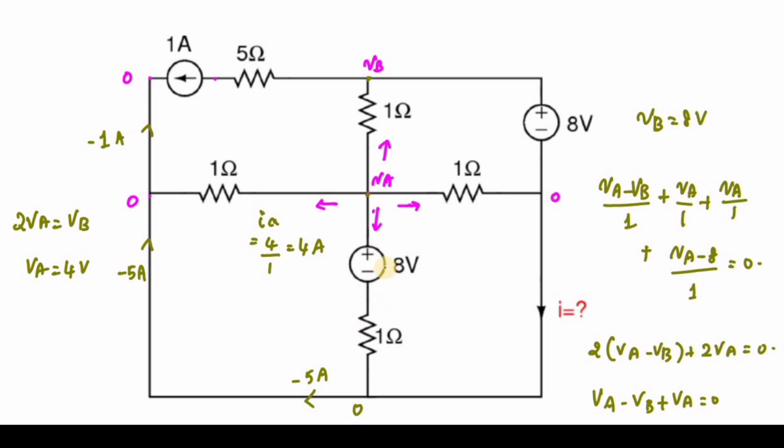So what is the current flowing through this one? This is 4 minus 8 divided by 1, that is minus 4 amps. Minus 4 amps. So in order to get this one, this must be minus 1 amp. So my I value is equal to minus 1 amp. This is your answer.